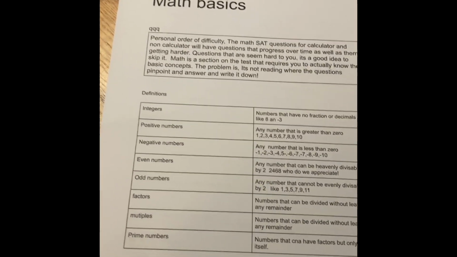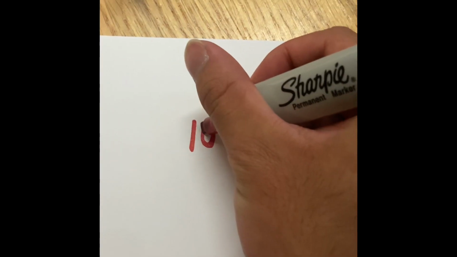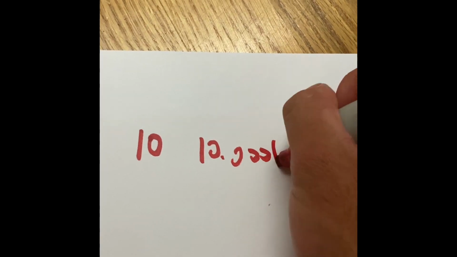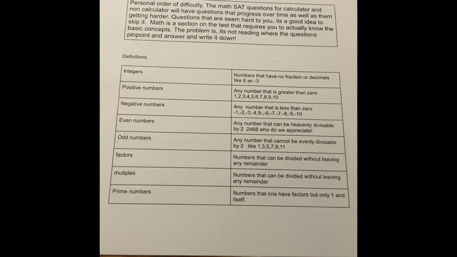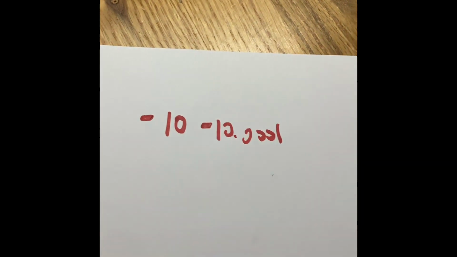Now we have positive numbers. Positive numbers are any number that's greater than 0. We could have 10, that's a positive number, but also we can say 10.0001. That is also a positive number. Negative numbers are the exact opposite, however. They are numbers that are less than 0. So what we have to do is put them into negative numbers.